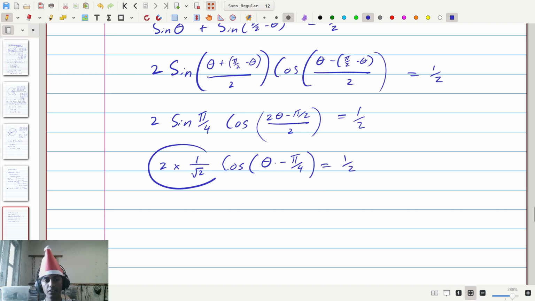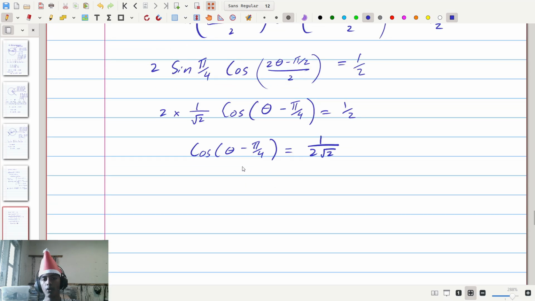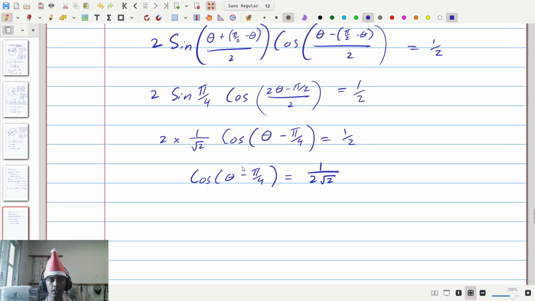Now I'm going to take this thing to this side and simplify this thing even further. So first, 2 divided by root 2. 2 is root 2 squared. So here we basically have root 2 squared divided by root 2, which is just root 2. So here what we have is root 2 multiplied by this. Dividing both sides by root 2, we get that cosine of theta minus pi by 4 is equal to 1 divided by 2 times this root 2 that we divided. So 1 divided by 2 root 2.